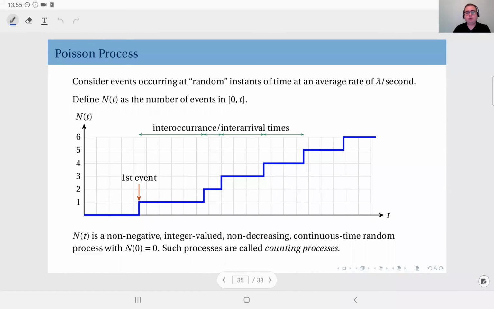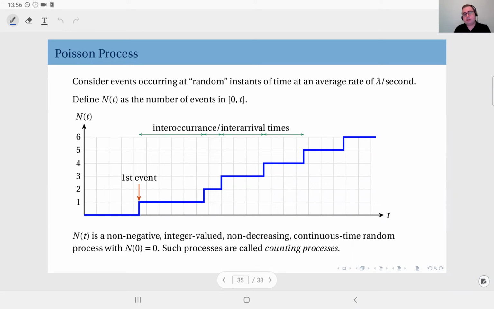The final process we are going to talk about this week is the Poisson process. And obviously, as the name suggests, it is related to the Poisson distribution, but we will see how. First, let's define the Poisson process. Consider events occurring at random instants of time at an average rate of lambda per second.